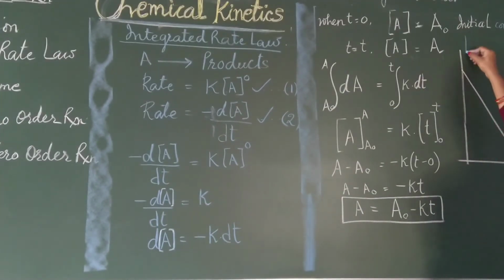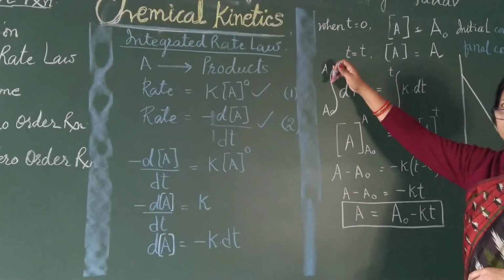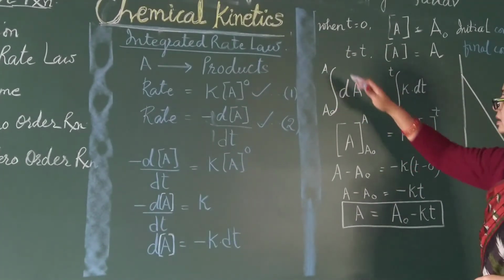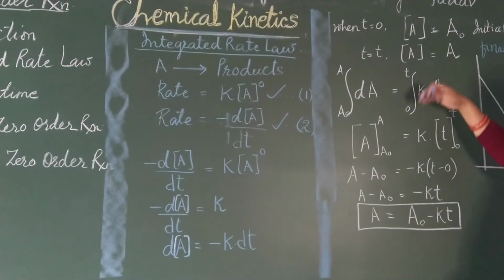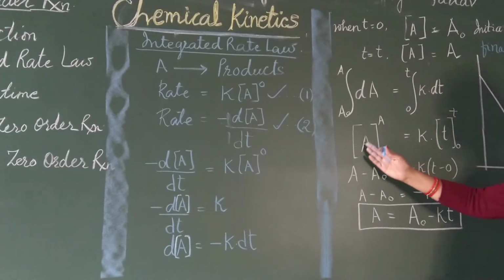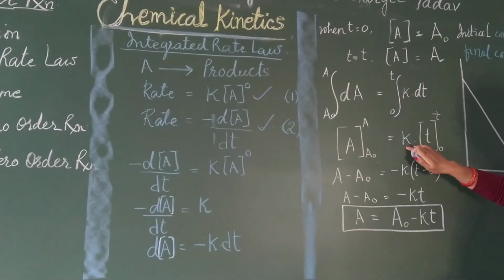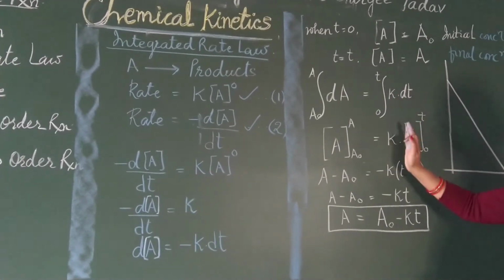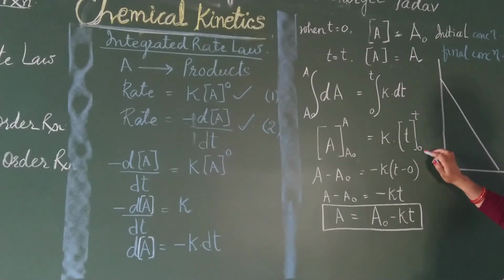Let it be A, the final concentration. And when we integrate between the limits of A naught to A, from initial to final, and time from 0 to t, what we get is the integral of dA with limits A0 and A, and similarly here K is a constant, it will come out of the bracket, and we have time with limits from 0 to t.